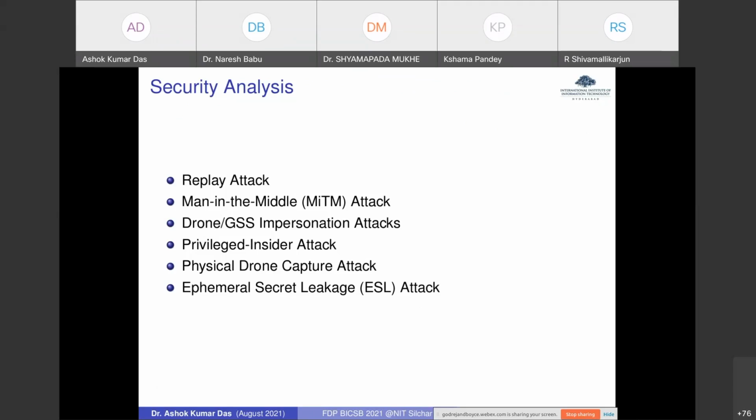Privileged insider attack is also resisted, since during the registration process, neither the GSS nor the control room gives sensitive information to the registration authority that it could misuse. Physical drone capture attack is also handled, since each and every drone is given different information. So if a drone is compromised, that compromised drone's information will not help to compromise the other nodes in the network. Finally, we also have the ESL attack, known as the secret leakage attack, which is a very important attack.